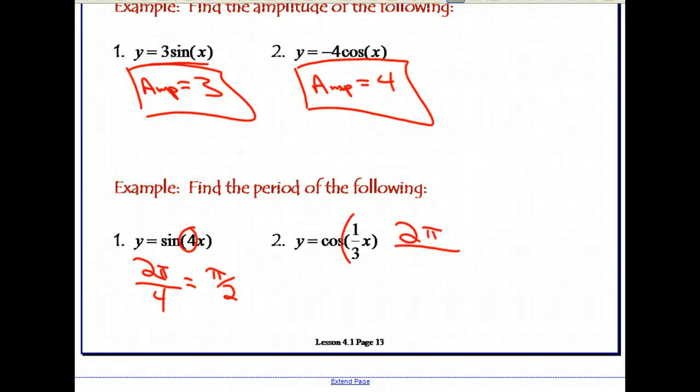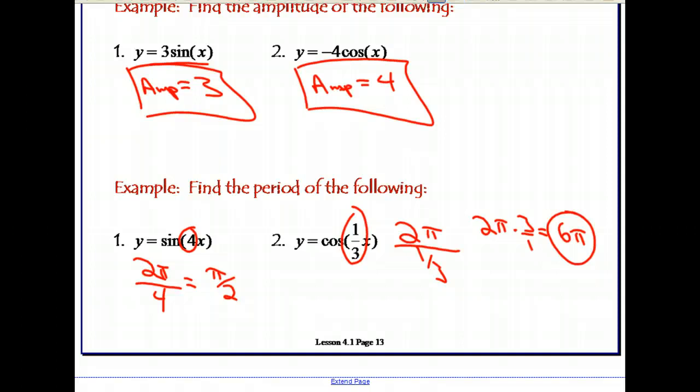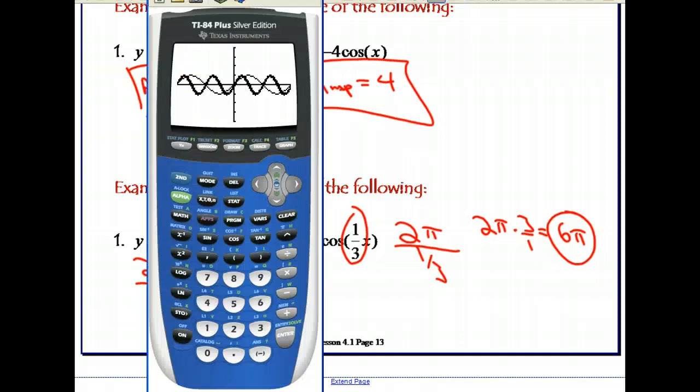Let's divide by 1/3. That's kind of strange. How do you divide by a fraction? Multiply by the reciprocal. So it's 2 pi times 3 over 1. So this period is going to be 6 pi. So this graph is going to occur very, very slowly. That one's almost worth taking a look at. So it's a cosine of 1/3 x.